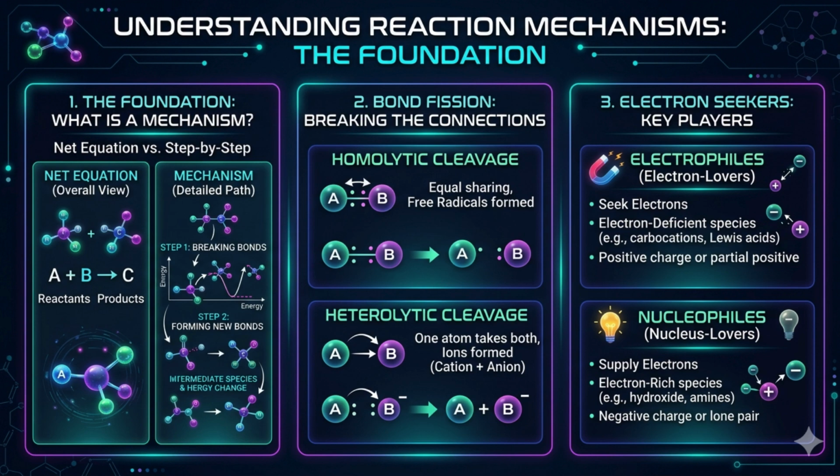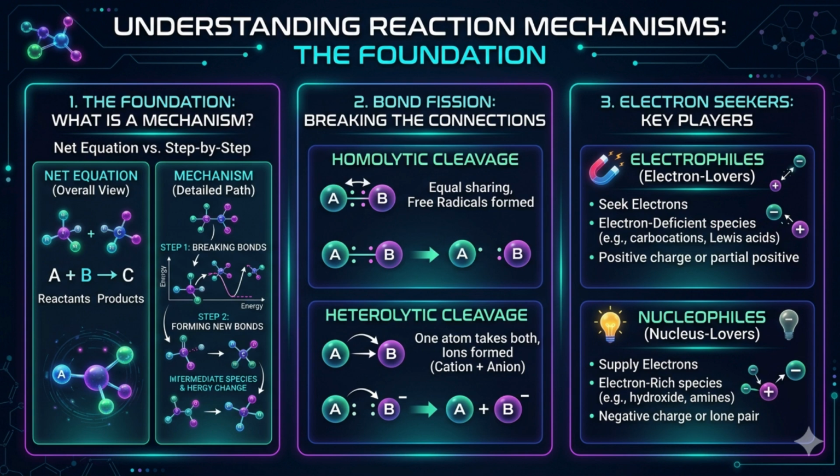The foundation. First, let's look at the big picture. On the left, we have the net equation. It's the overall view, simply telling us that reactant A and B become product C. It's like knowing the starting point and the destination of a journey. But look closer at the mechanism. This is the detailed path. It breaks the journey down into steps. First, breaking old bonds, and then, forming new ones. Notice the energy shifts. Every movement has a cost and a consequence.